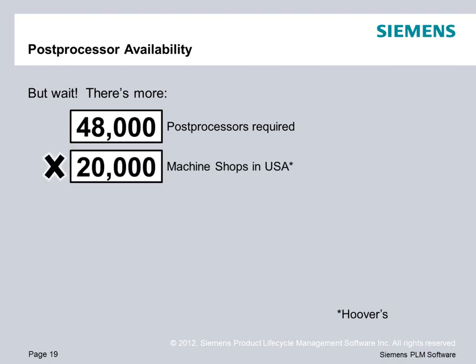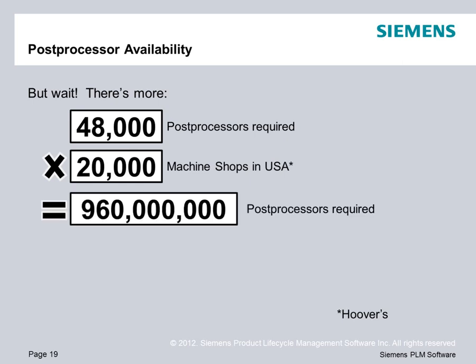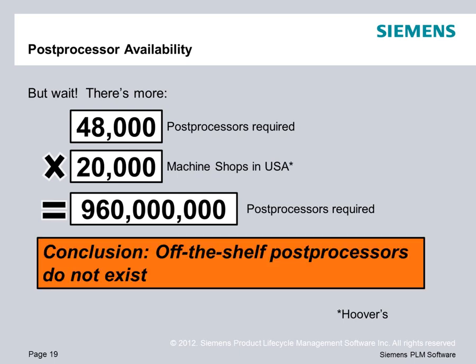Hoover's estimates that there's 20,000 machine shops in the United States. 48,000 times 20,000, 960 million post-processors. So when somebody says they have an off-the-shelf post-processor for every machine, I'm not so sure that's actually true.